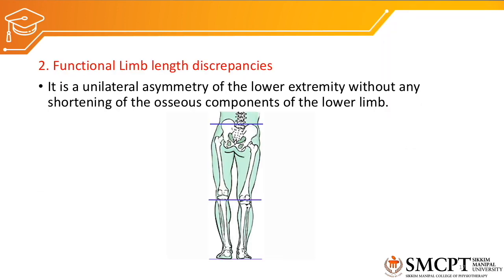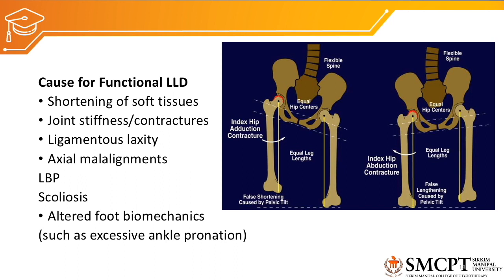Next was functional limb length discrepancies. It is not because of the shortening or lengthening of the bones, but because of the shortening of the soft tissues, because of axial malalignments, for example, scoliosis or excessive ankle pronation, etc.